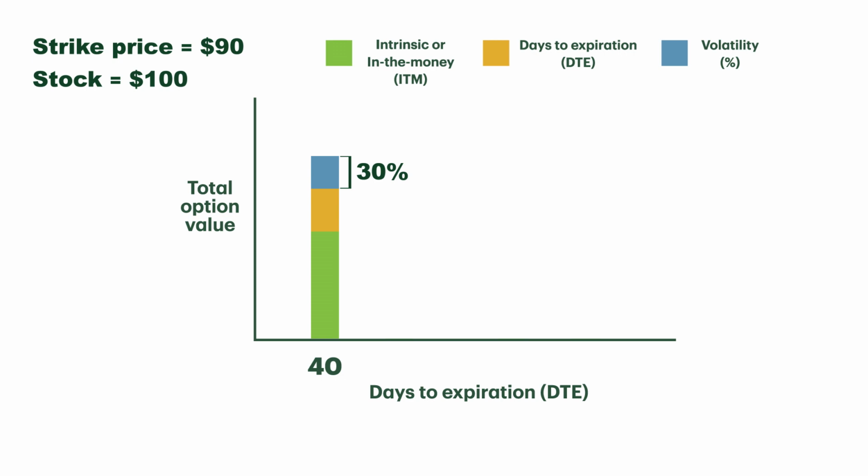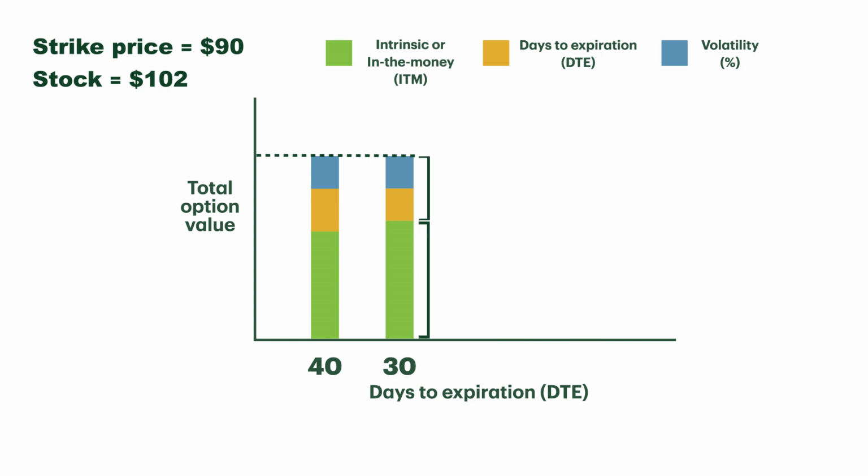Now let's say the stock price rises slightly to $102 over the next 10 days, and its volatility remains the same. You can see on the next bar over on the chart that the option's intrinsic value rose slightly to $12. However, the extrinsic value is lower because we now have 30 days to expiration and volatility remained the same. Notice that the total value of the option did not change. This is because the increase in intrinsic value was offset by the decrease in extrinsic value.